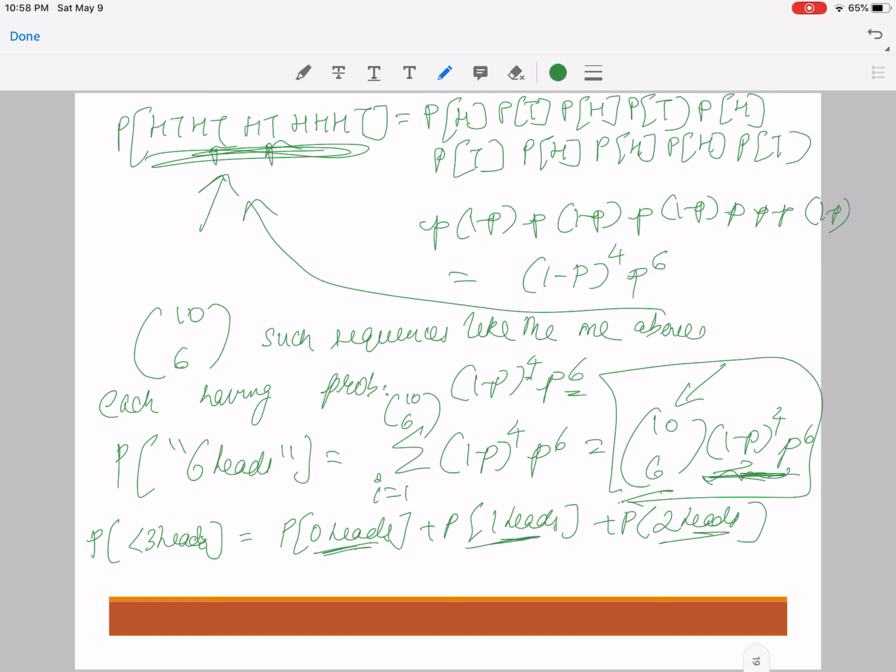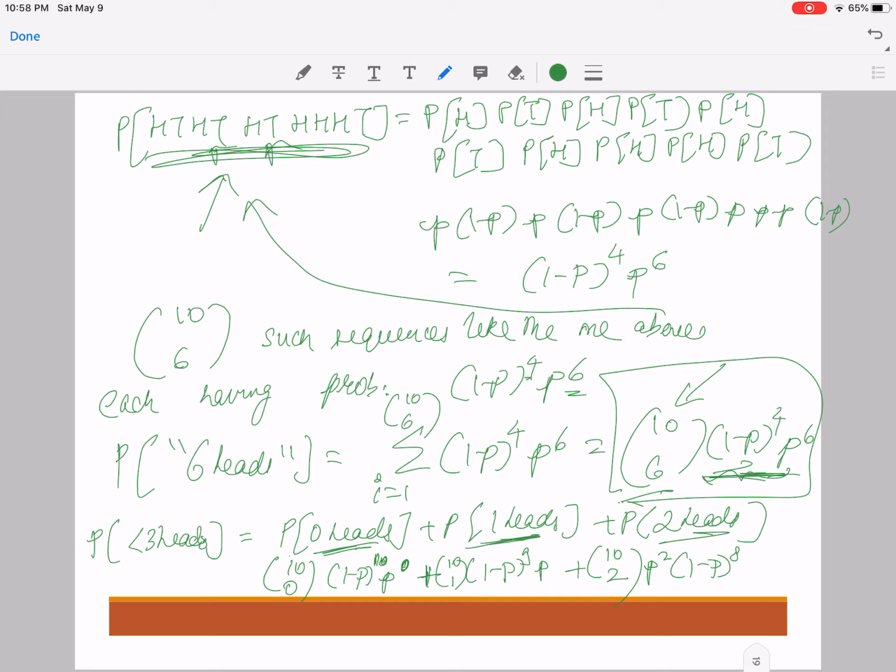Now, the probability of exactly one sequence that has 0 heads will be 1 minus P to the 10th times P to the 0, because I have 0 heads and 10 tails, and there are 10 choose 0 such sequences that have exactly 0 heads. Similarly, a particular sequence with exactly 1 head will have the probability 1 minus P to the 9th times P, and there are 10 choose 1 such sequences. The probability of an exact sequence with exactly 2 heads is going to be P squared times 1 minus P to the 8, but there are 10 choose 2 such sequences.